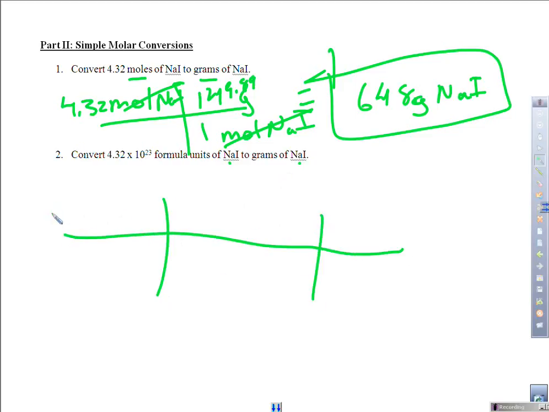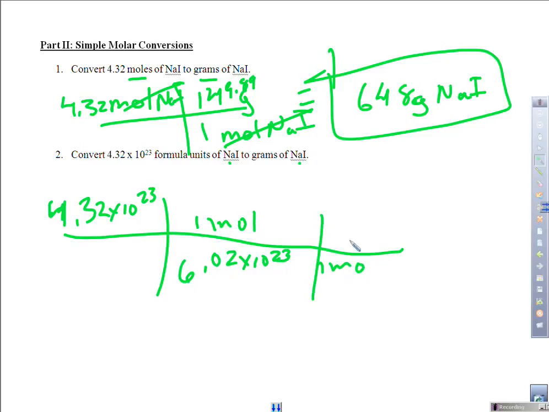This time we do 4.32 times 10 to the 23rd. We do 6.02 on bottom times 10 to the 23rd. Do 1 mole on top, 1 mole, and then 149.89. Okay, and so you end up getting, if I remember correctly, 107.6 grams. So we'd round that to 108 grams NaI.